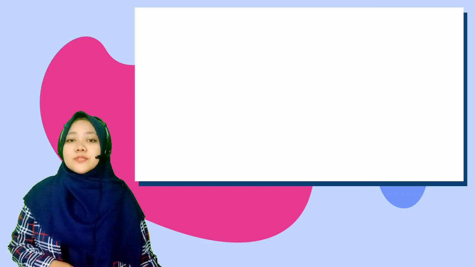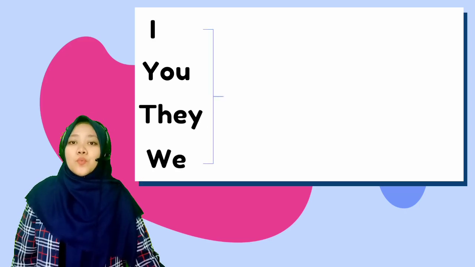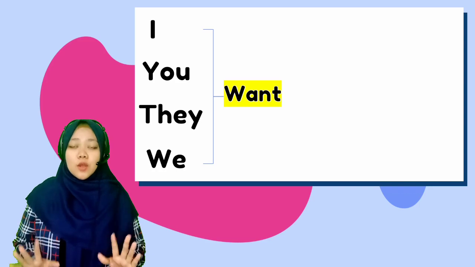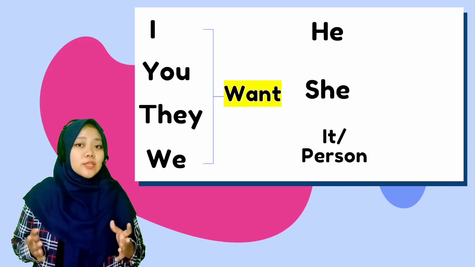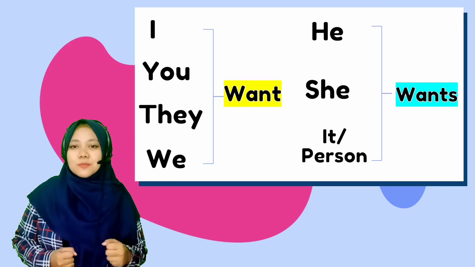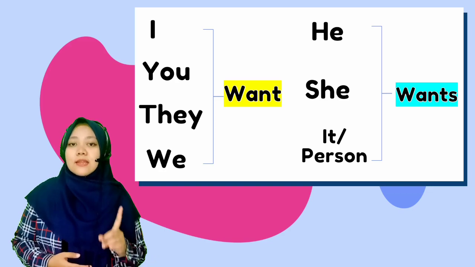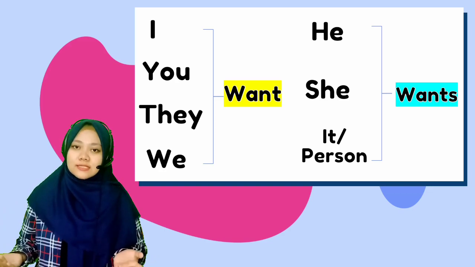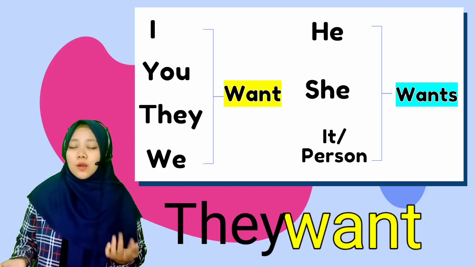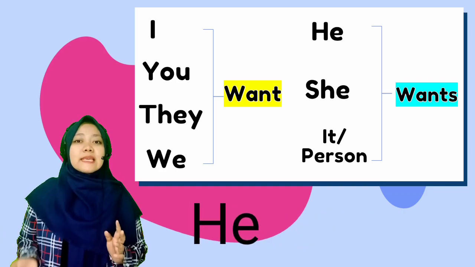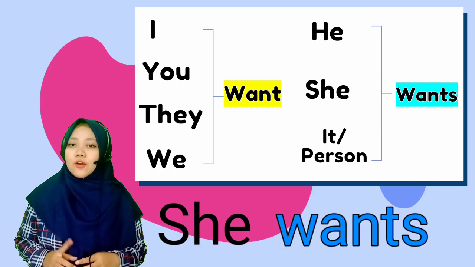Jadi, kalau untuk subjek I, you, they, we, use want without s. Jadi want saja. Sedangkan untuk subjek he, she, it, we use wants. Kita tambahkan s di belakangnya. Ingat, I, you, they, we tanpa s, he, she, it dengan s. Want, wants. I want, you want, they want, we want, he wants, she wants, it kita ganti dengan nama orang.